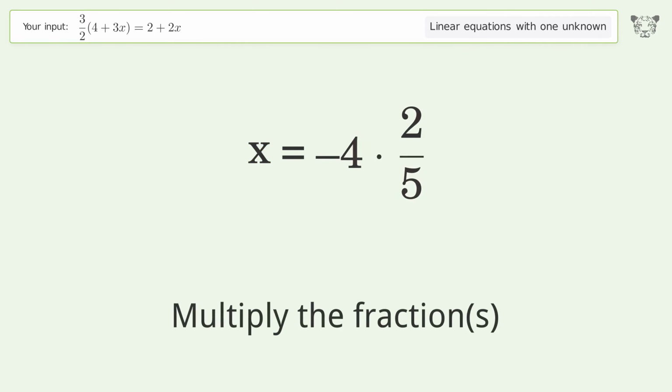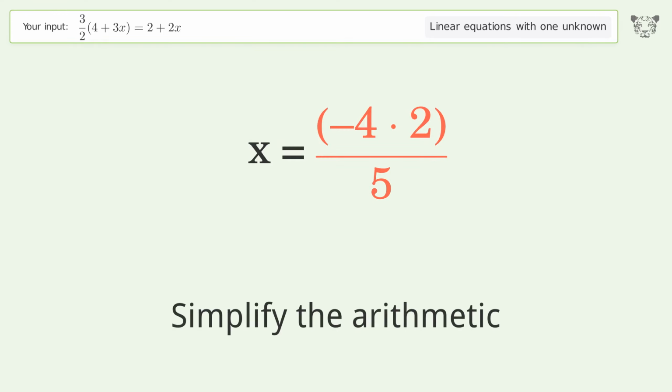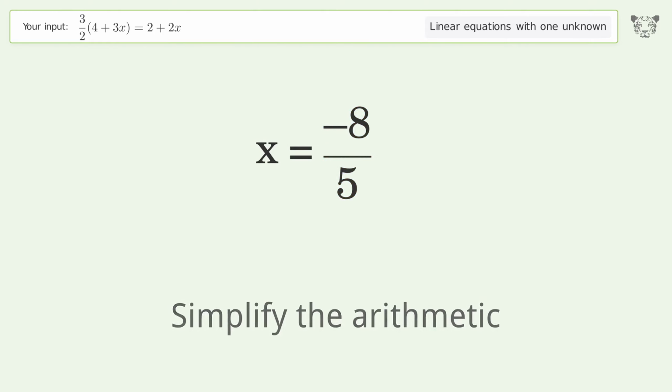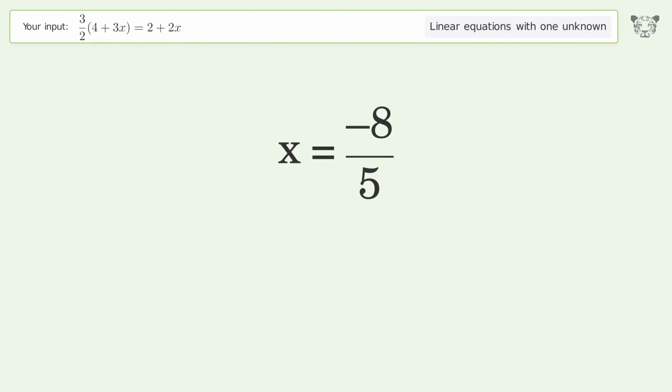Multiply the fractions. Simplify the arithmetic. And so the final result is x equals -8/5.